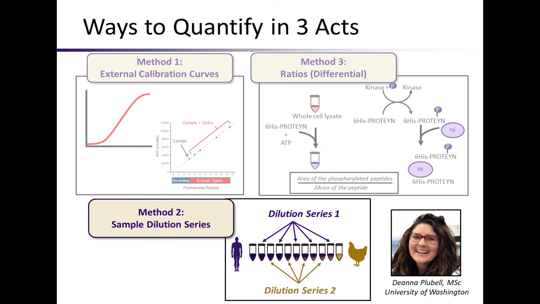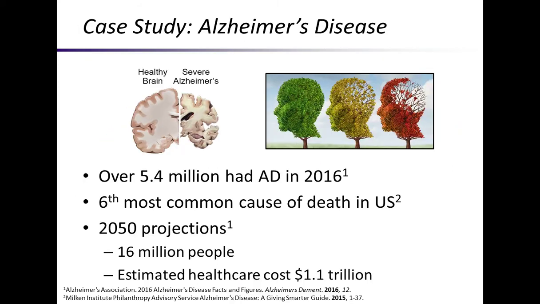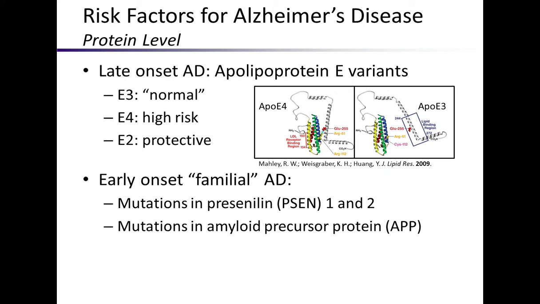So another way to quantify is by doing just a dilution series of your sample in plasma. We did this for an Alzheimer's disease study that we were working on. Alzheimer's disease is a really huge health crisis right now. It's estimated to have a $1.1 trillion healthcare cost in 2050, and it's known to be based in protein. So looking at apolipoprotein E, there are 3 different variants that are either normal, high risk, or protective for Alzheimer's disease.